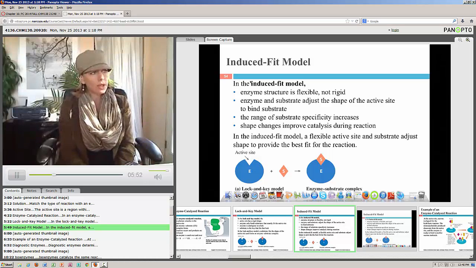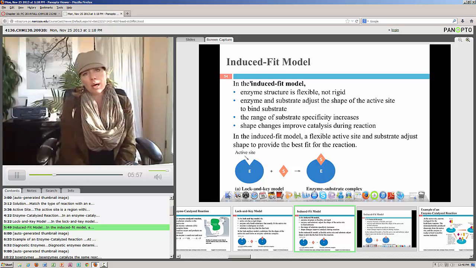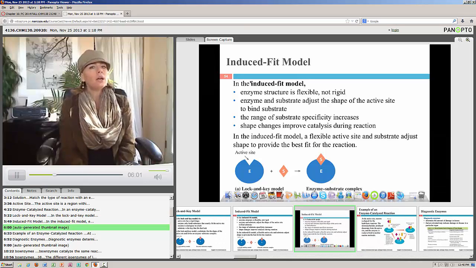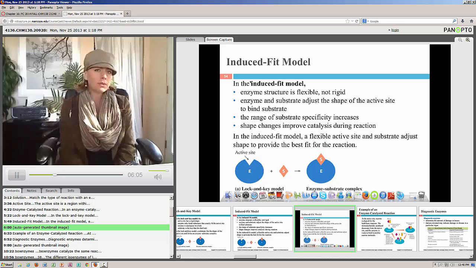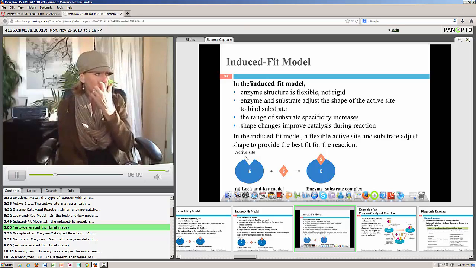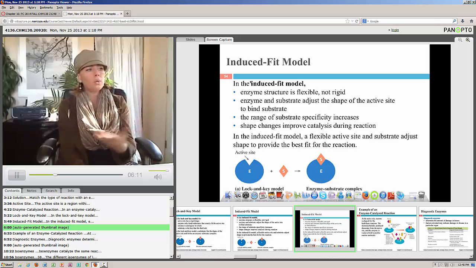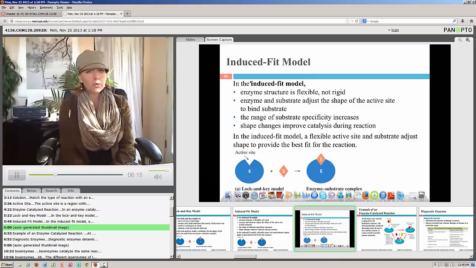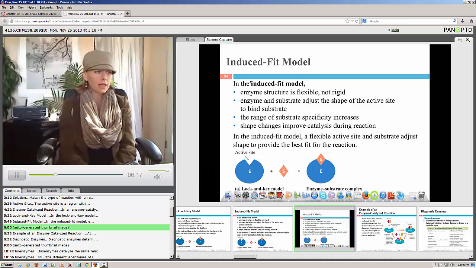It's really usually an induced fit model where the enzyme active site is not as rigid as we thought previously, but rather a little more flexible, so that different types of substrates can sometimes fit into one type of enzyme. So enzymes can sometimes bind more than one type of substrate. And they can have a larger range of substrates that can fit into that active site.